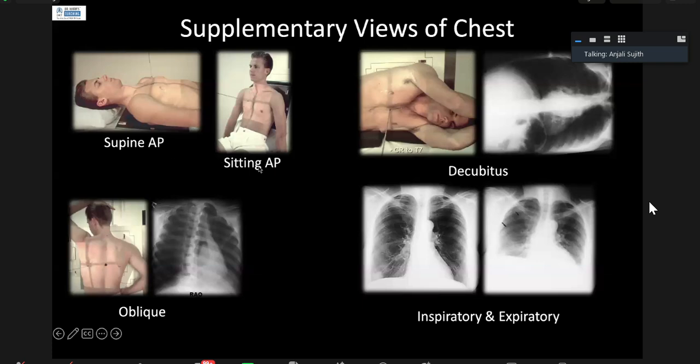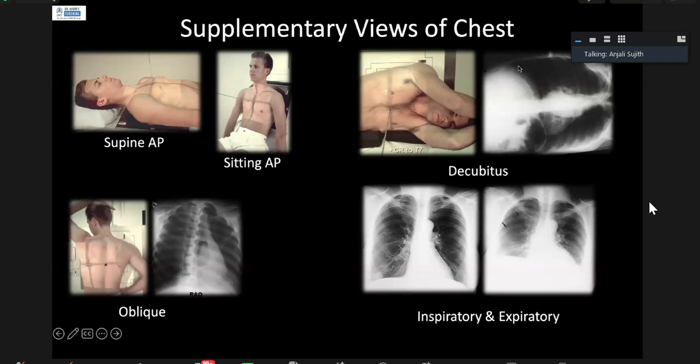So that becomes an A standard X-ray. So there are other supplementary views, for example, decubitus view, where the patient lies down on his side and an X-ray is taken. It has got certain specific indications. For example, one indication is to demonstrate a very small pneumothorax.